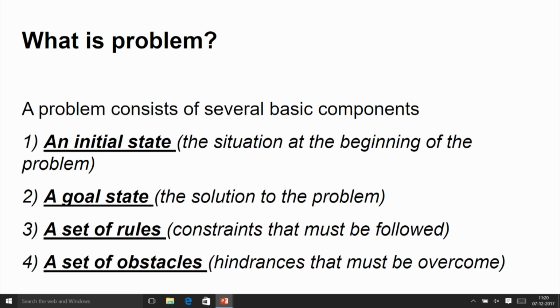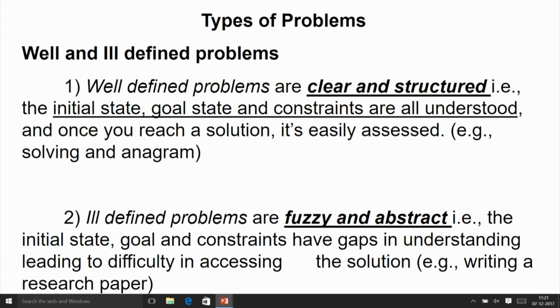And then there is a set of rules, as I said, constraints that must be followed. So, certain rules, for example, what can be done and what cannot be done, what is allowed and what is not allowed to solve the problem, and a set of obstacles, for example, hindrances that have to be overcome. As I explained in the paper writing problem, the hunger that you are feeling, or the fact that you have to go with your friends today evening, all these things are called hindrances or obstacles which are out there. So, basically, the definition of a problem is that any problem has these 4 points in it.